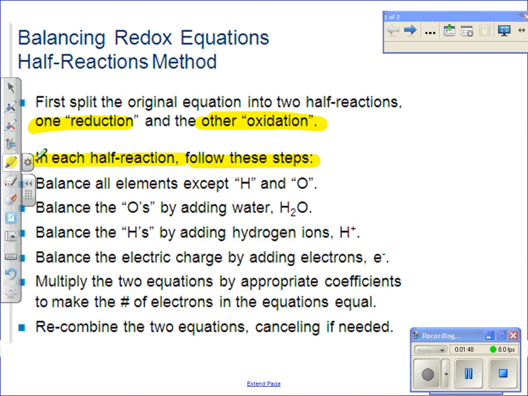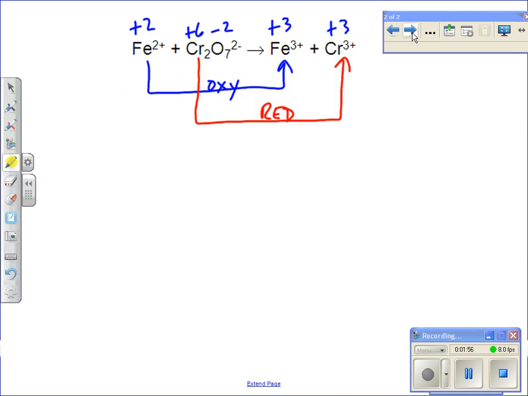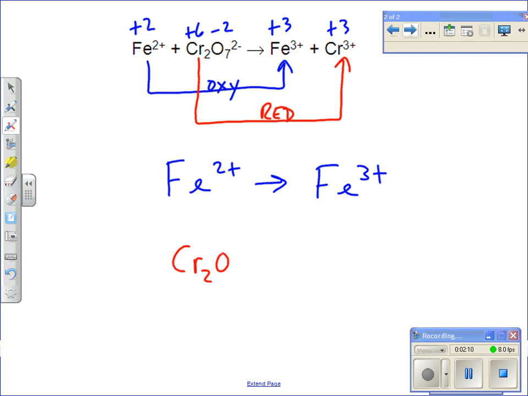First step is balance all other elements except H and O. So we go through and we balance all the other elements. So let's go back to our equation. Well, let me split them into the half reactions. So I'm going to go Fe 2 plus, arrow, Fe 3 plus, and then on the bottom, in a different color, Cr2O7 2 minus, arrow Cr 3 plus.